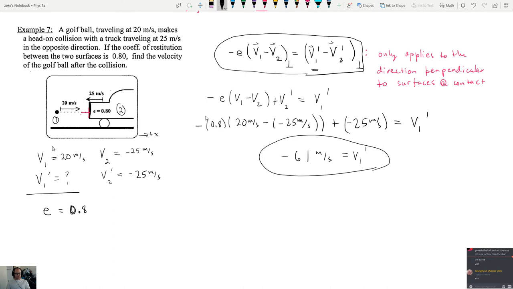Now, if the coefficient of restitution is 1, we would have gotten, what, negative 45. And 45 plus 25 would be 70. So it's a little slower than it would have been. It would have been like negative 70 meters per second if the coefficient of restitution was 1. And again, to repeat what that means, if the coefficient of restitution is 1, that means it's an elastic collision. This is an inelastic collision, and we know just how inelastic it is. Pretty simple, right? Anyone have any questions?